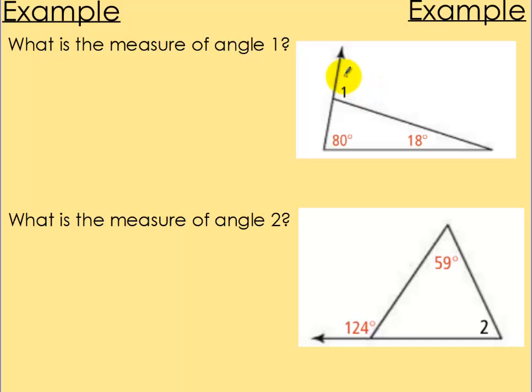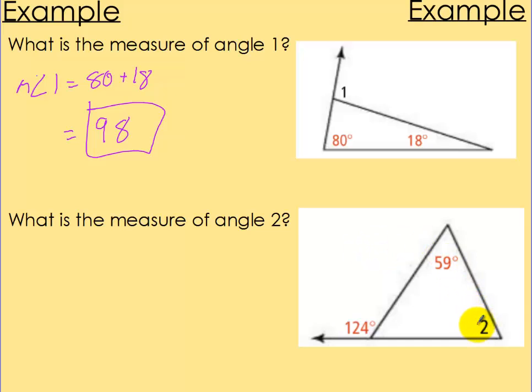Alright, measure of angle 1. So the exterior angle theorem said 1 has to equal these 2 angles added up. So measure of angle 1 equals 80 plus 18, so it's got to equal 98.